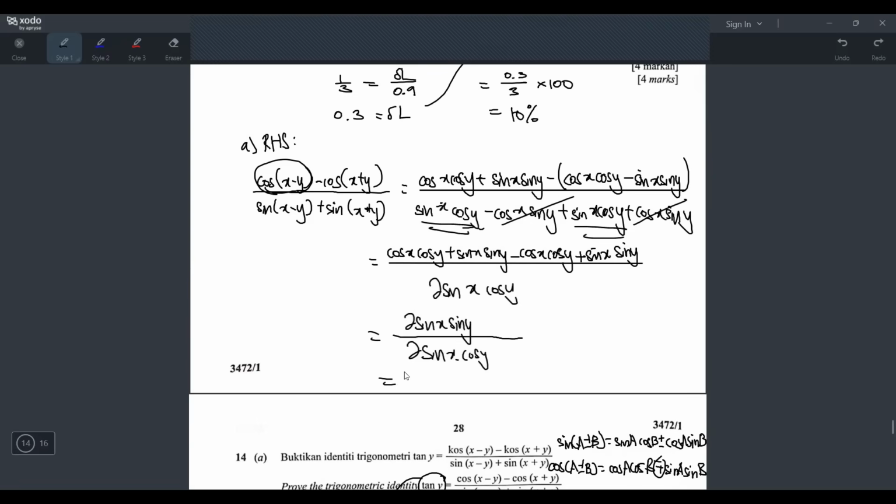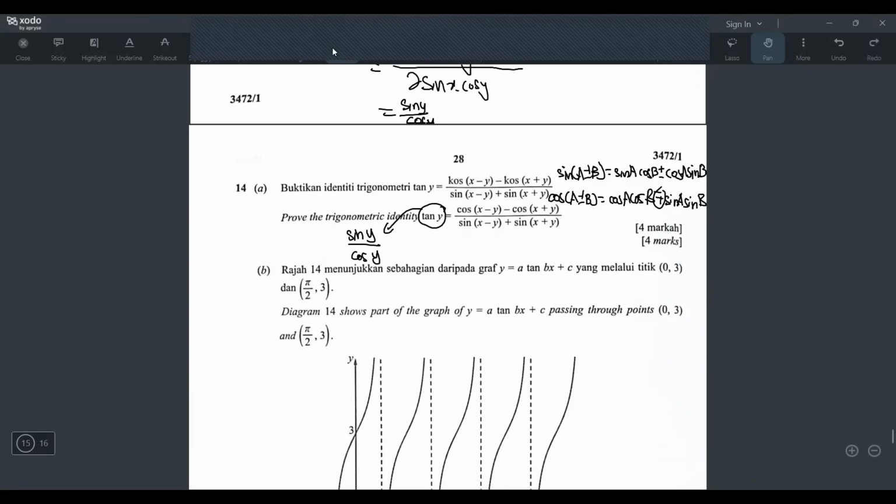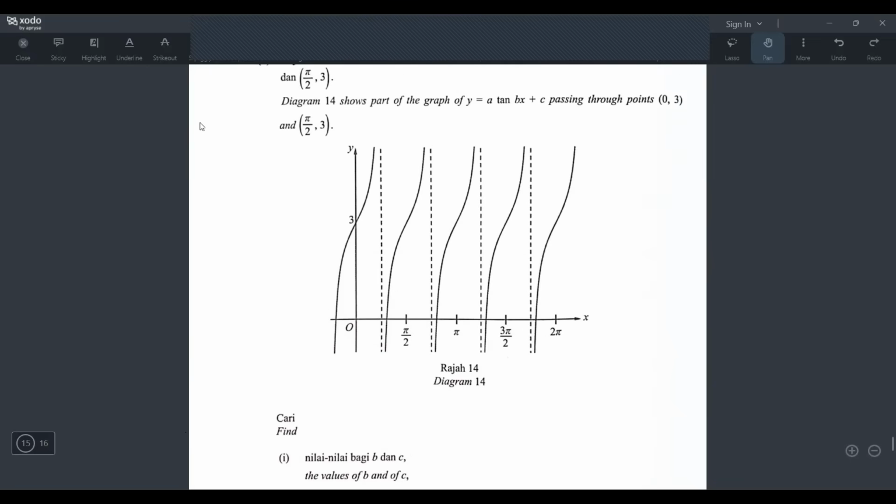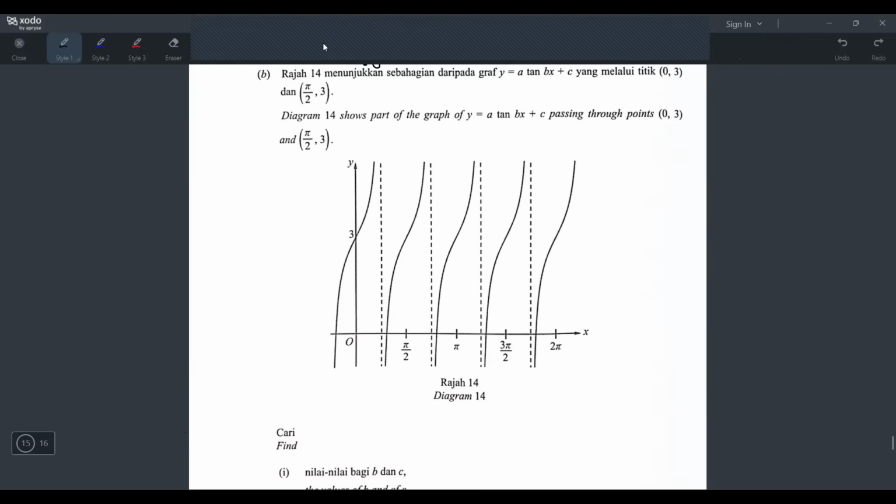And what is sine Y over cos Y? Tangent Y lah. Sine Y over cos Y is tangent Y. Because sine Y over cos Y memang boleh tukar jadi tangent. Right? Tangent Y. And this is already same with the left hand side. So we can write dot dot dot proven. Okay? So this is how you prove this question. Okay, so it's worth 4 marks. Okay, sudah siap. Let's do B.